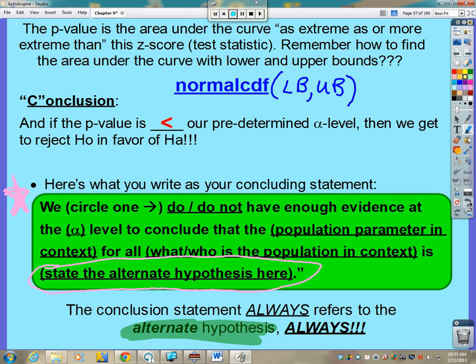Alternatively, if you fail to reject the null hypothesis, then you would say we do not have enough evidence to conclude the alternate hypothesis.